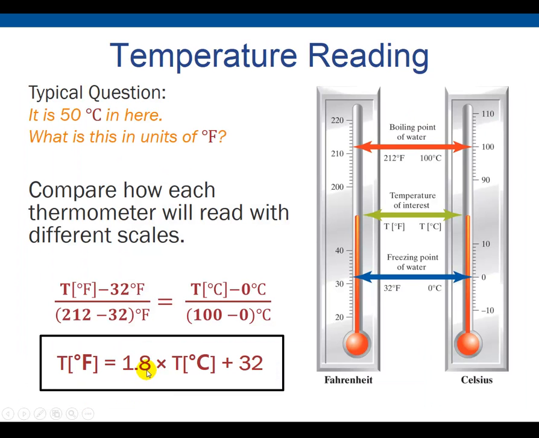As you probably know, we can convert Celsius to Fahrenheit and Fahrenheit to Celsius using certain equations here. Fahrenheit is equal to 1.8 times Celsius plus 32. So we can easily convert, and vice versa.